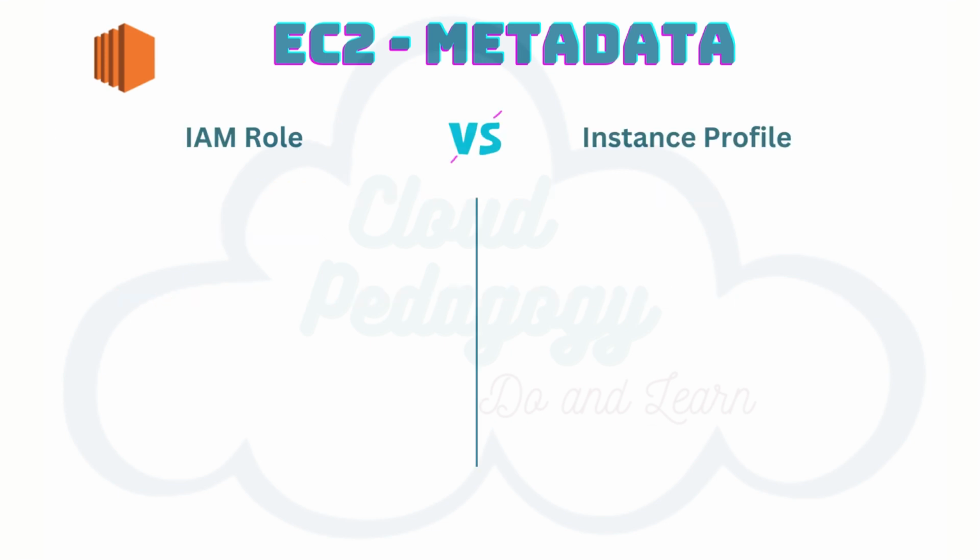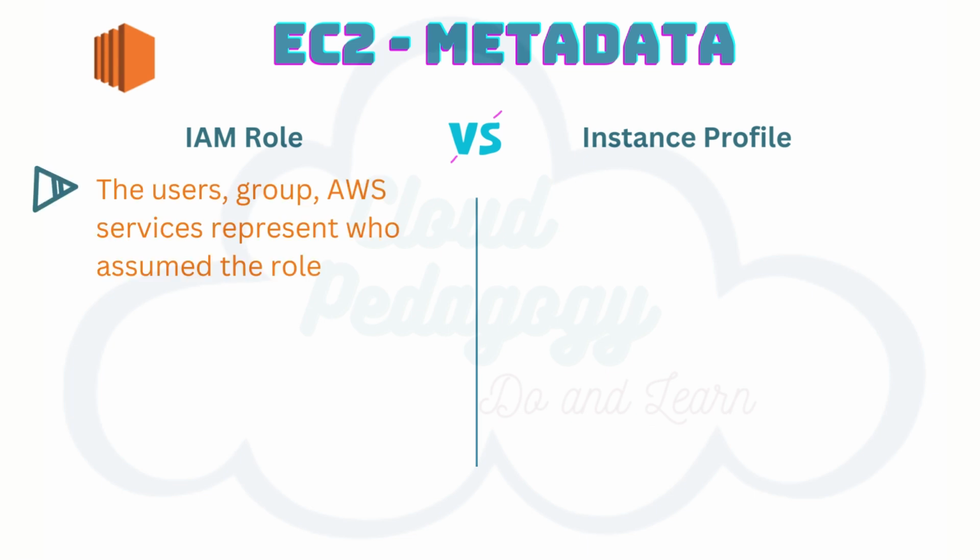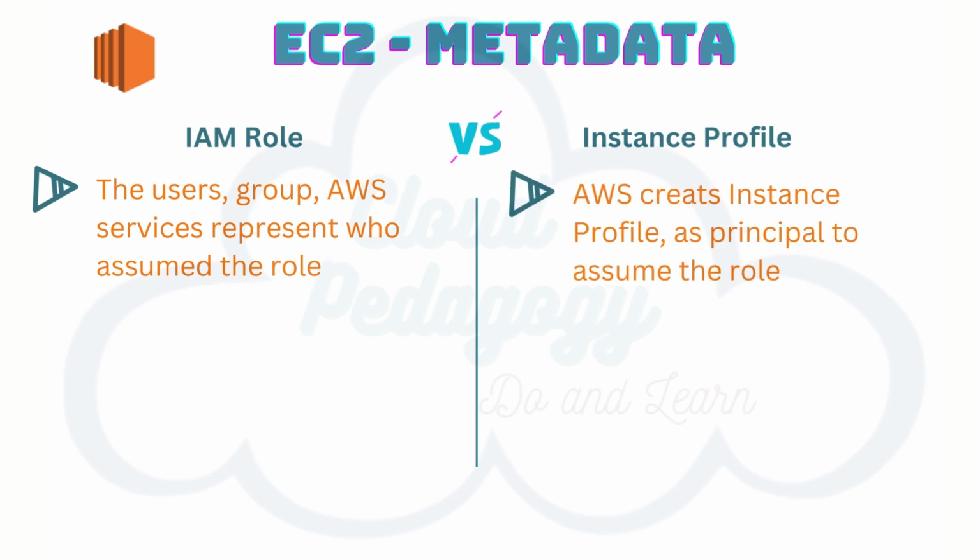The question that arises is, what is the difference between the IAM role and the instance profile? Why do we need a container around the IAM role, right? Only IAM principals or identities such as users, groups, AWS services, etc. can assume the IAM role. The users, groups, and AWS services represent who assumes that role. The EC2 instance itself cannot assume a role, right?